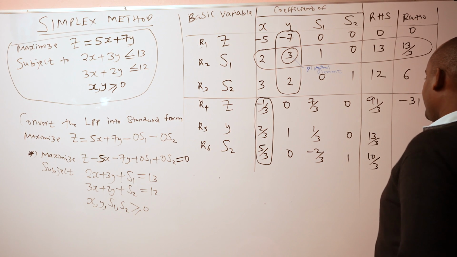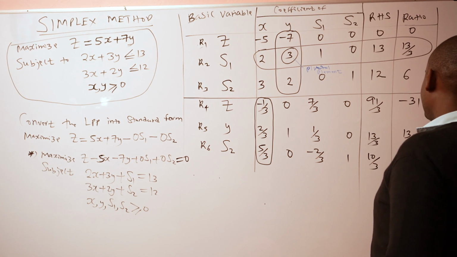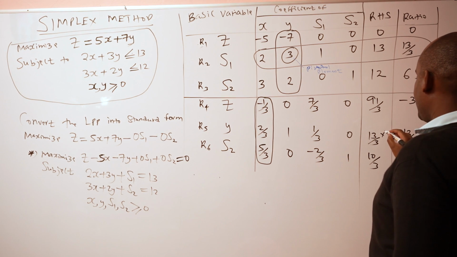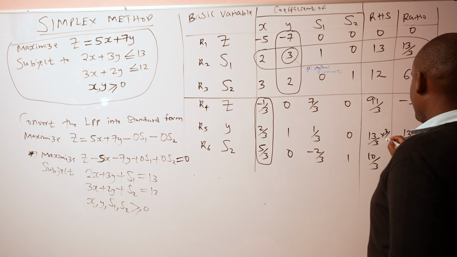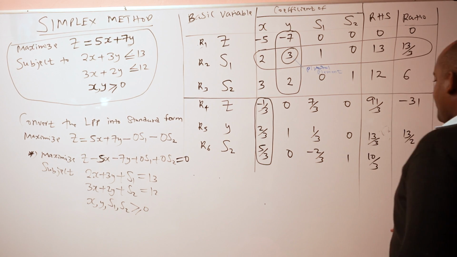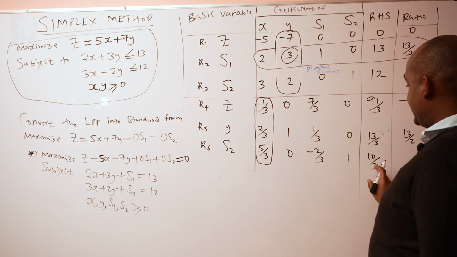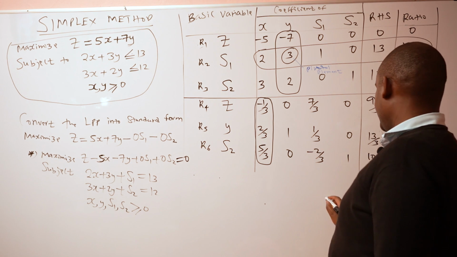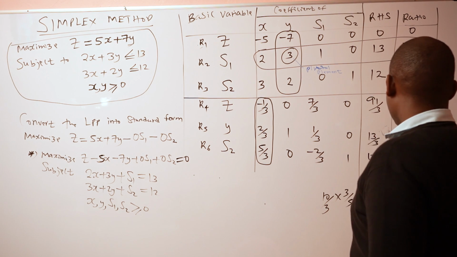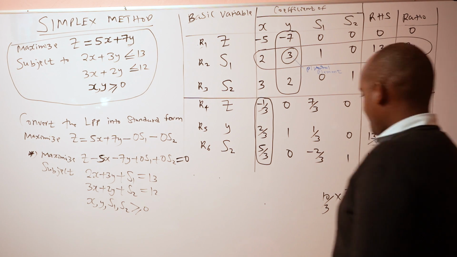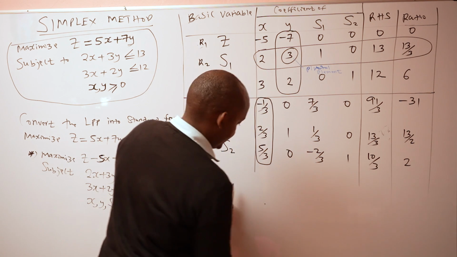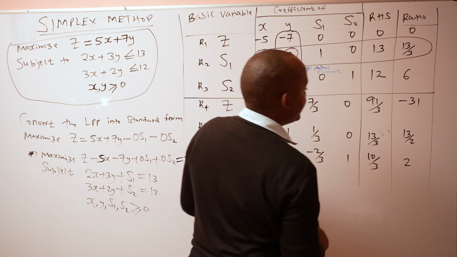The next is 13 over 3 divided by 2 over 3. This should be times 3 over 2. It's going to give us 13 over 2. The next is 10 over 3 divided by 5 over 3. 10 over 3 times 3 over 5 is going to give us 2. So we have obtained the ratios on the right hand side, on this particular column.